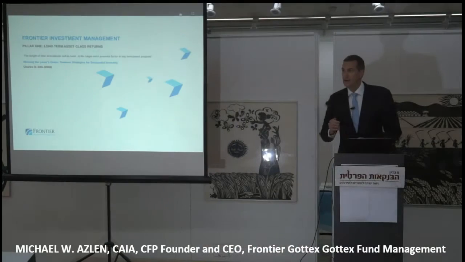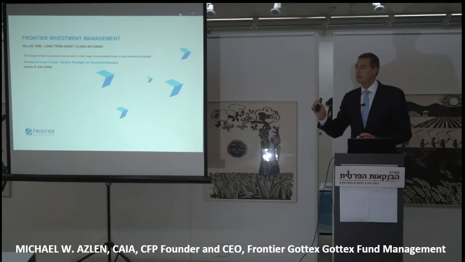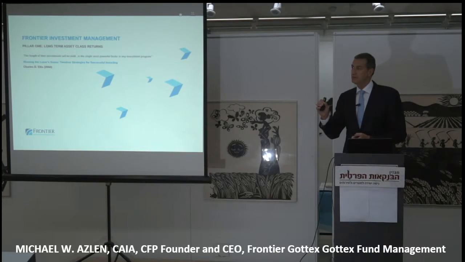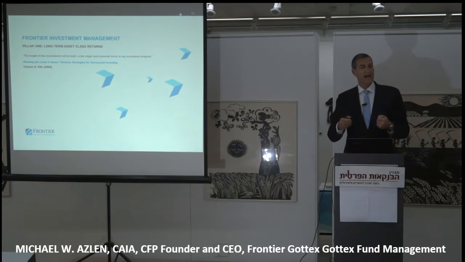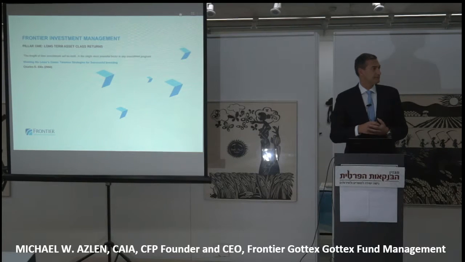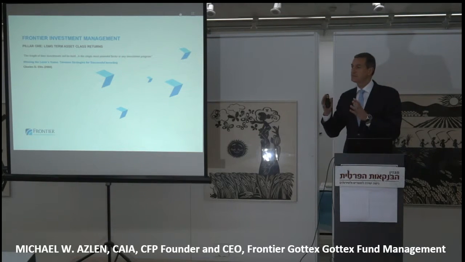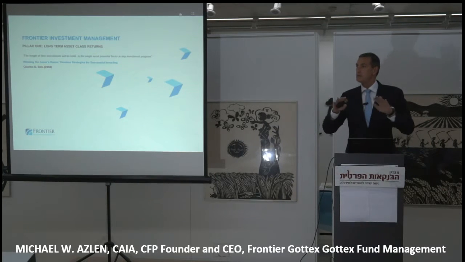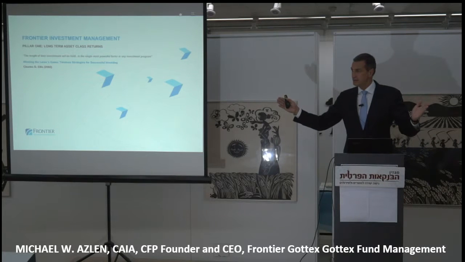Investment returns, pillar one. Where do returns come from? First, let me give you some empirical evidence. In 22 countries around the world, over 100 years, the average return of the stock market in those countries is 9 to 10% a year. Bonds have been 5 to 6% a year, and cash has been between 3 and 4% a year. That's in 22 countries over 100 years.